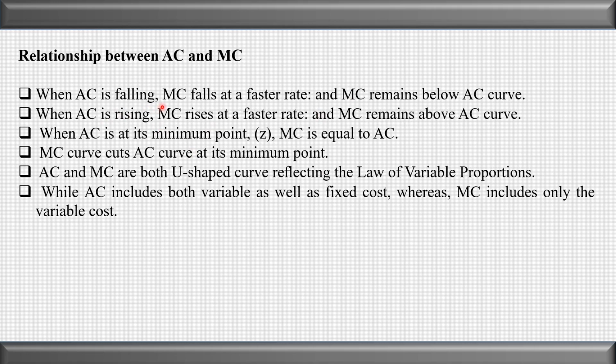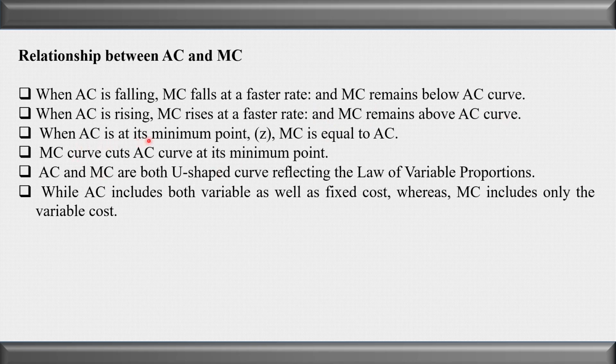When average cost is falling, marginal cost falls at a faster rate. Marginal cost is below the average cost curve. We have seen it here in the diagram. When average cost rises, marginal cost rises at a faster rate. Since MC is rising at a faster rate, what does it mean? It means MC is above AC.